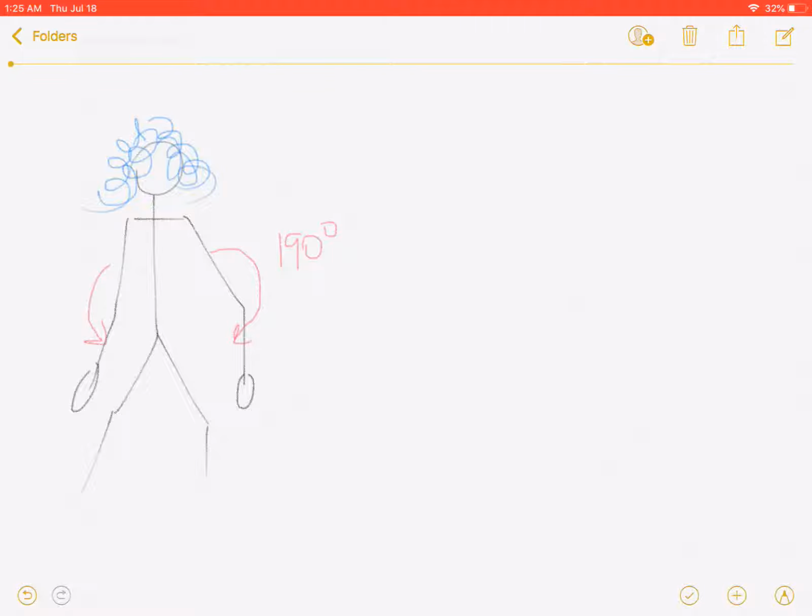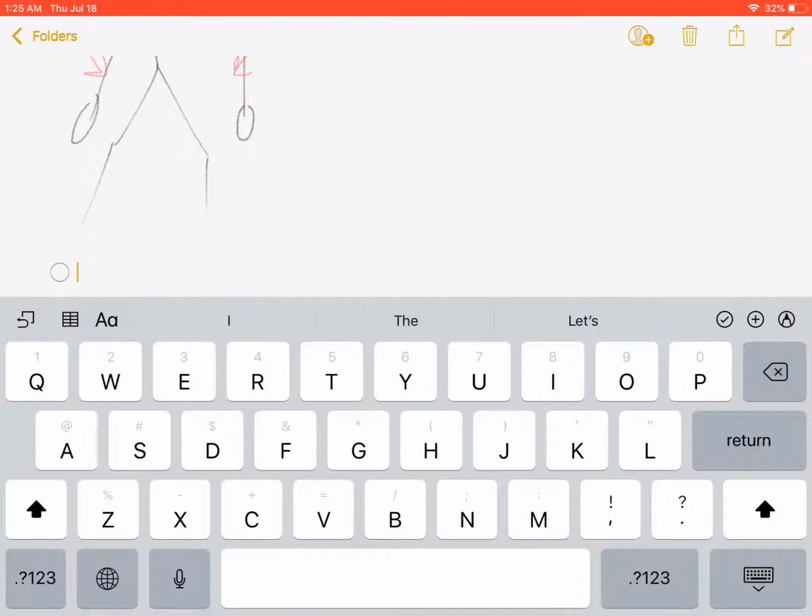Circumduction is another term that you want to know. It's the combination of movements, right?